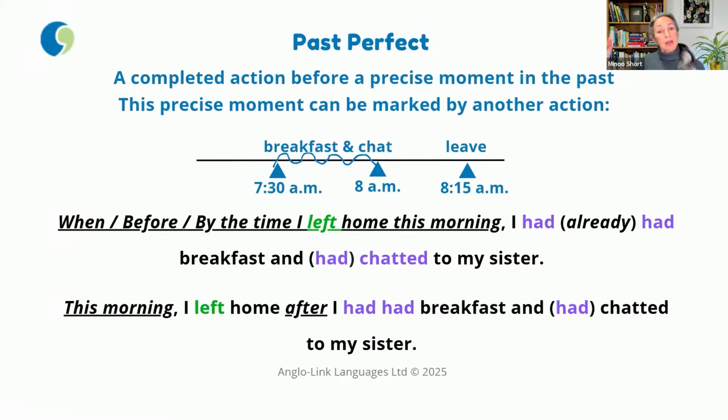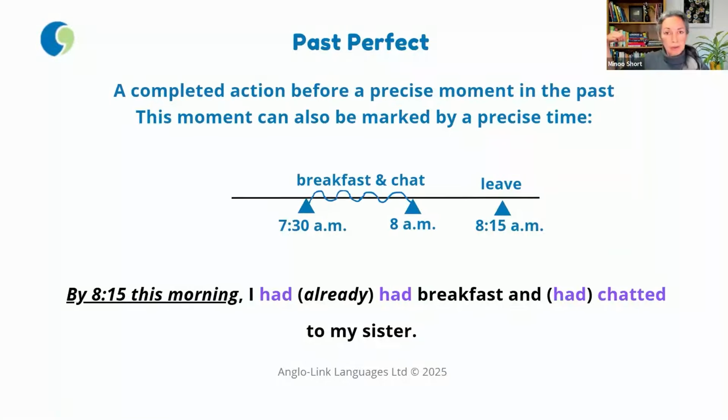So you can also say, this morning I left home after I had had breakfast and had chatted to my sister. So of course, as we saw with past continuous, this point in the past, this precise moment in the past, can also be marked by an actual time. But this time it's by 8:15 this morning. By means before. So before 8:15 this morning, by 8:15 this morning, I had already had breakfast and had chatted to my sister. So that's the concept of the past perfect.